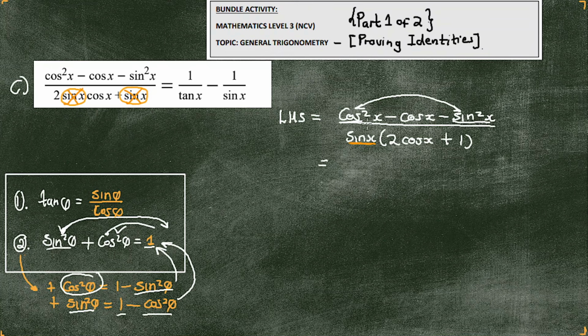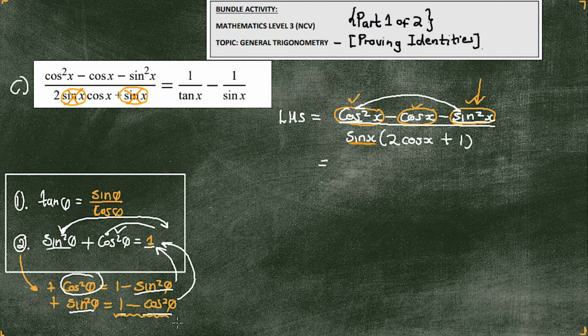Look, I think the best way to approach this is maybe if I do something about this numerator. I can see that I have a cos squared and a cos x. Then there's only one sine squared, right? So what I can do, I can change this sine squared to the identity of 1 minus cos squared.